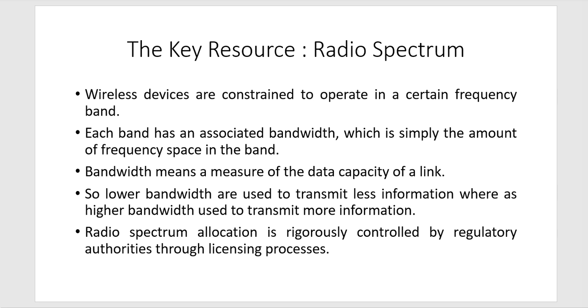Then the key resource. As we can see here, the key resource is the radio spectrum. So what is the radio spectrum here? These wireless devices are constrained to operate in a certain frequency band. It has to work on that frequency band. Each band has an associated bandwidth, which is simply the amount of frequency space in the band. In a normal world, I can say suppose there is a road. Only one car can go at a time.